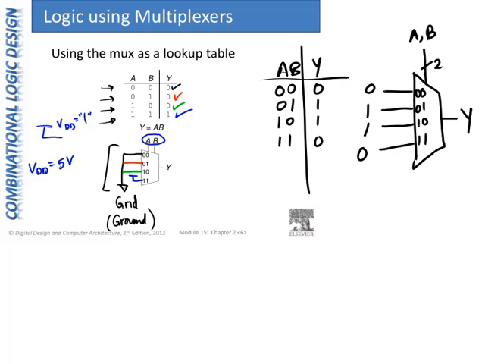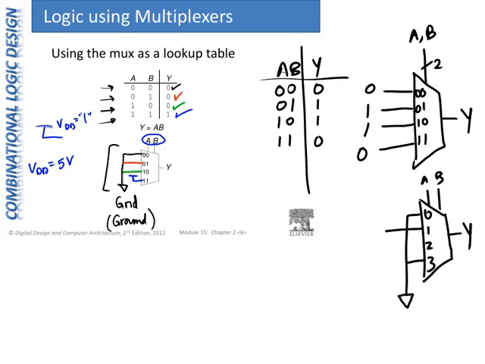So I could have written it that way, or here's another way to do it. This, A, B, 0, 1, 2, 3. Instead of using the logical values of 0 and 1, I can use the physical voltages of ground and VDD. So these two versions of the implementation are equivalent.